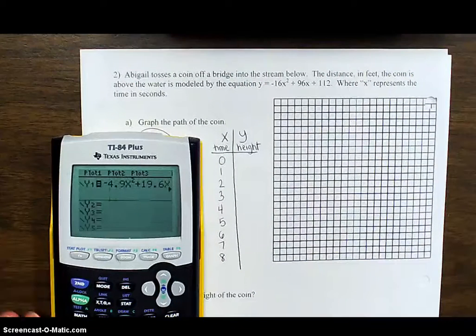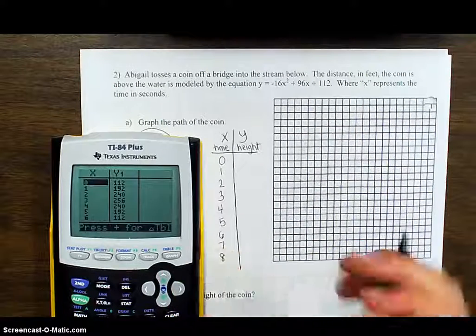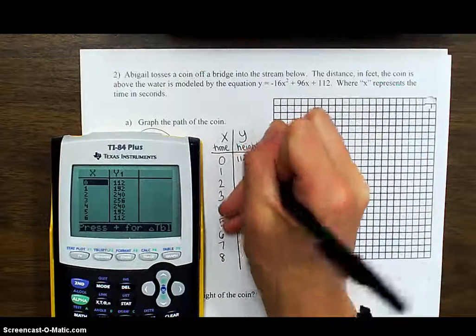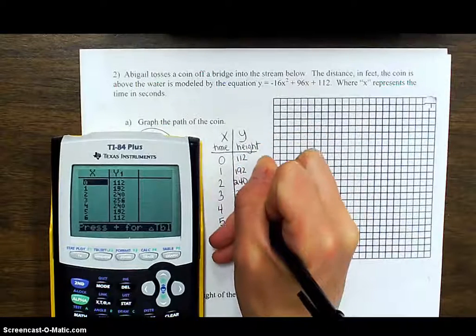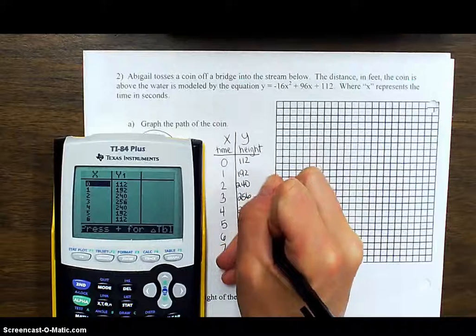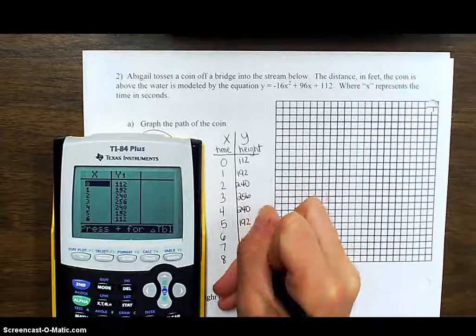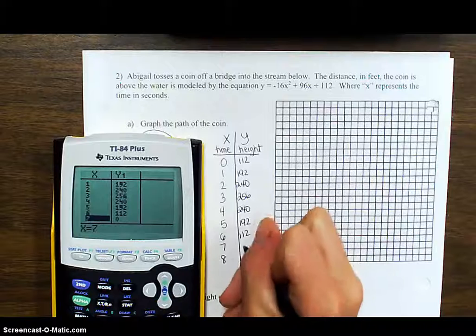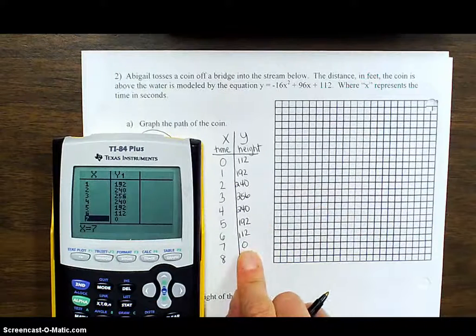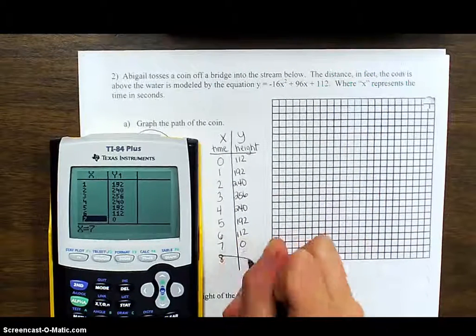And let's go back to your y equals, and let's type this one in. So negative 16x squared plus 96x plus 112. Go to my table of values. And now let's go ahead and fill it in. Okay, and I'm going to go down. Oh, 7 is 0. Now, at 0, that's where it hits the bottom, so I don't even have to use 8 here.